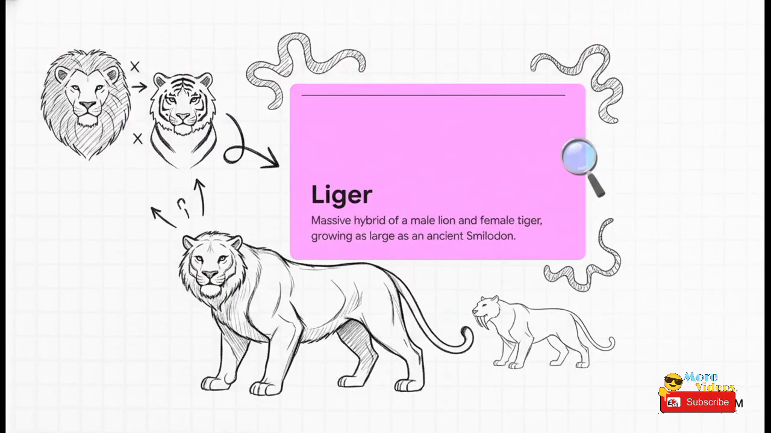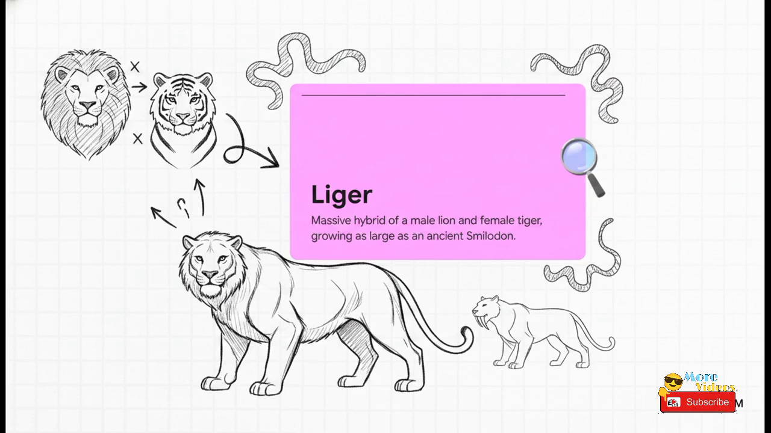Now, here is something mind-blowing. Felines are actually genetically similar enough to interbreed much more easily than other mammal families. Take the liger, for instance. That's the offspring of a male lion and a female tiger. These hybrids, which pretty much only happen in captivity, are absolutely enormous. They literally grow to be as big as those ancient half-ton Smilodons we just talked about.